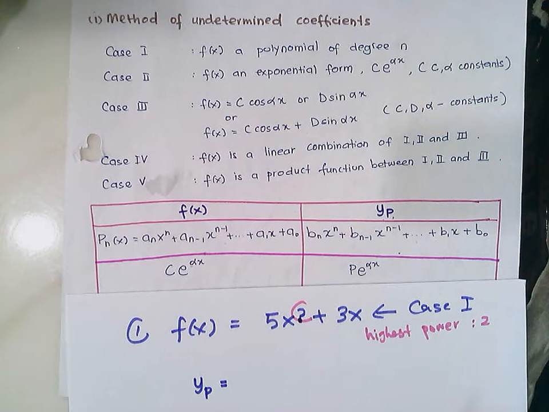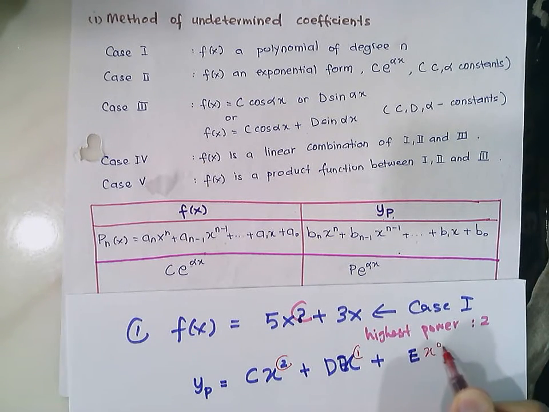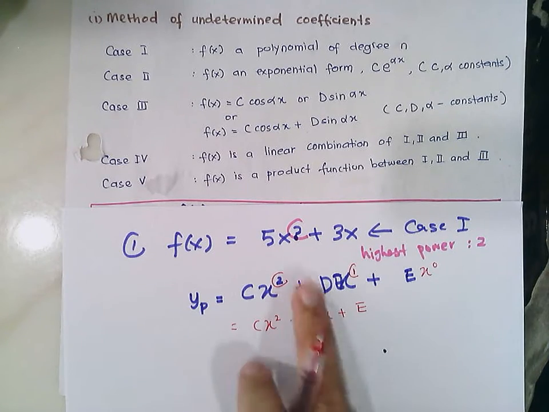Okay, so let's say I'm using a constant c. Since we start with power 2, you will have cx squared plus dx plus e. As you can see here, the power is reducing from 2 to 1, and the last one is x to the power of 0, which is equal to 1. So you will have cx squared plus dx plus e. This is your suggestion for yp, based on your fx.